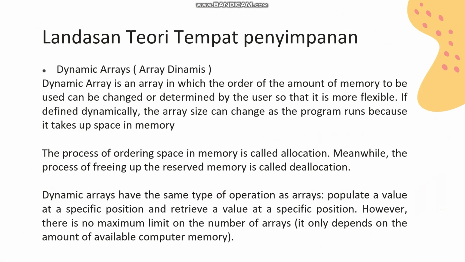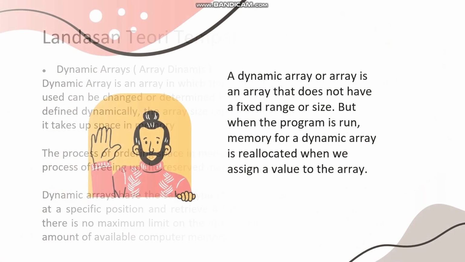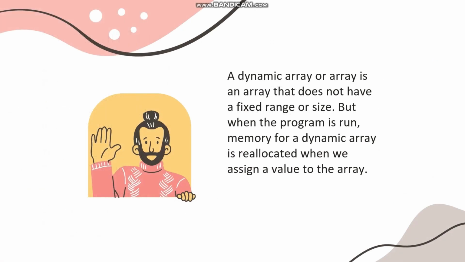Dynamic arrays have the same types of operations as arrays: populate a value at a specific position and retrieve a value at a specific position. However, there is no maximum limit on the number of array elements, or it only depends on the amount of available computer memory. A dynamic array is an array that does not have a fixed range or size. But when the program is run, memory for a dynamic array is allocated when we assign a value to the array.